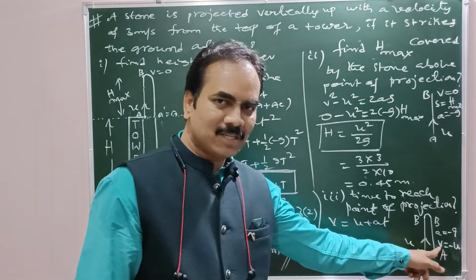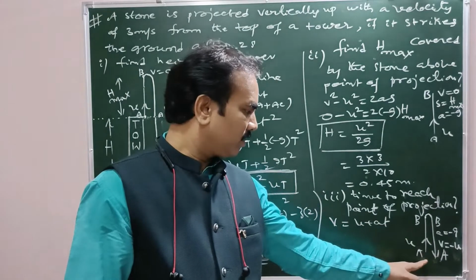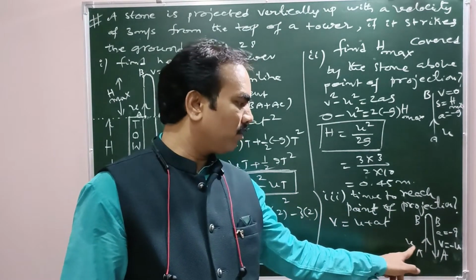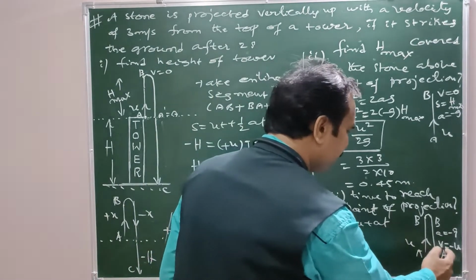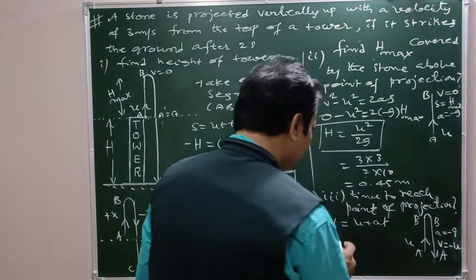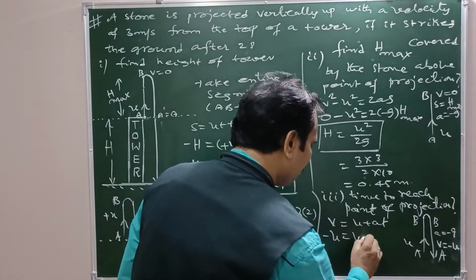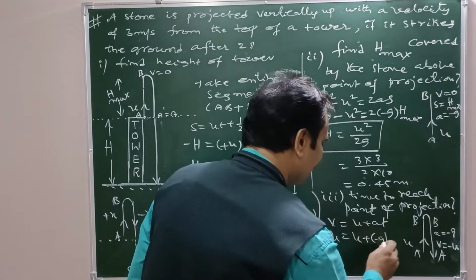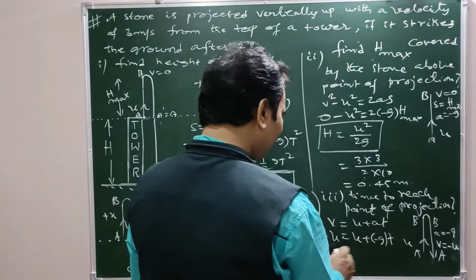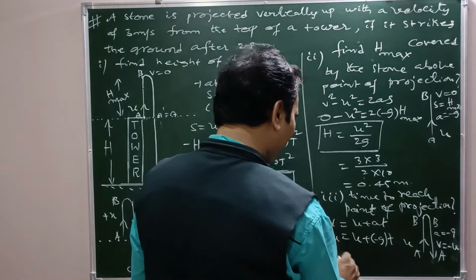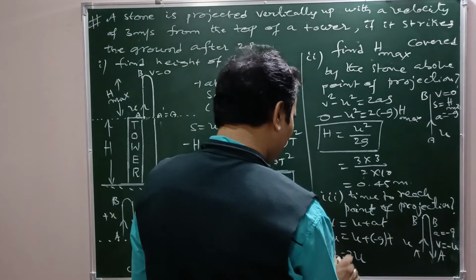the velocity with which it arrives at the point of projection, that is minus U. While going up it is U, while coming down it is minus U. So initial velocity U, final velocity minus U. Here a is minus g. So t is the time: gt equal to u plus u, that is 2u. So t equal to 2u by g.